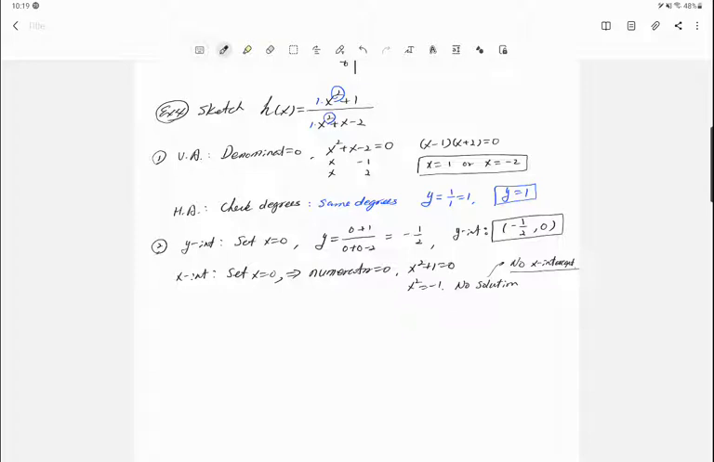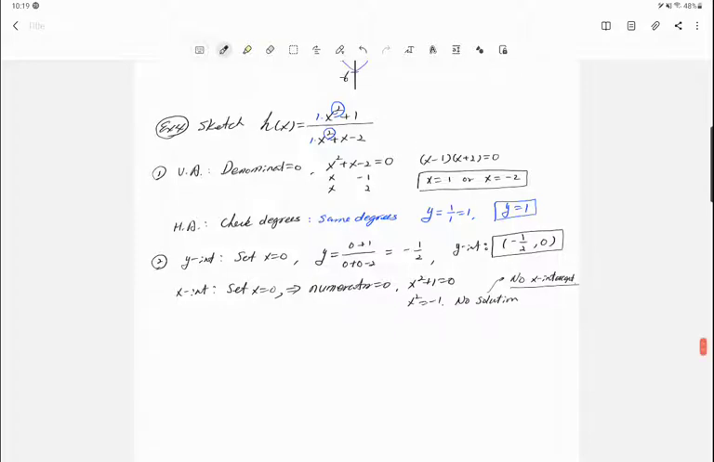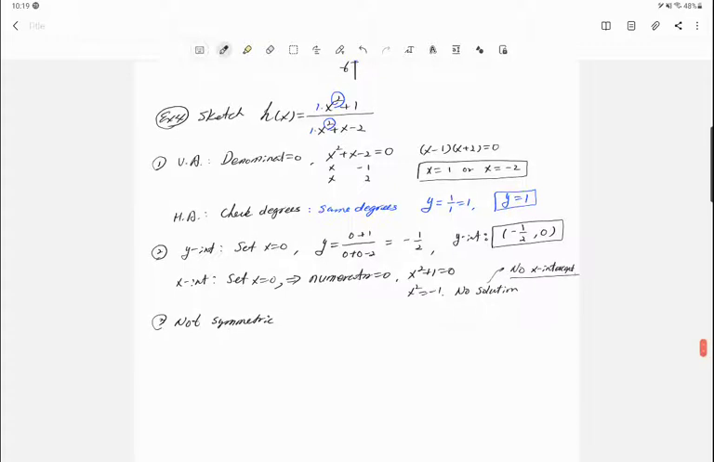In this case, there's no x-intercept, only the y-intercept. How about symmetry? In this case, the symmetry won't work because it's neither symmetric with respect to the y-axis nor the x-axis. You can plug in negative x, but it doesn't give f of x or negative f of x. So not symmetric.